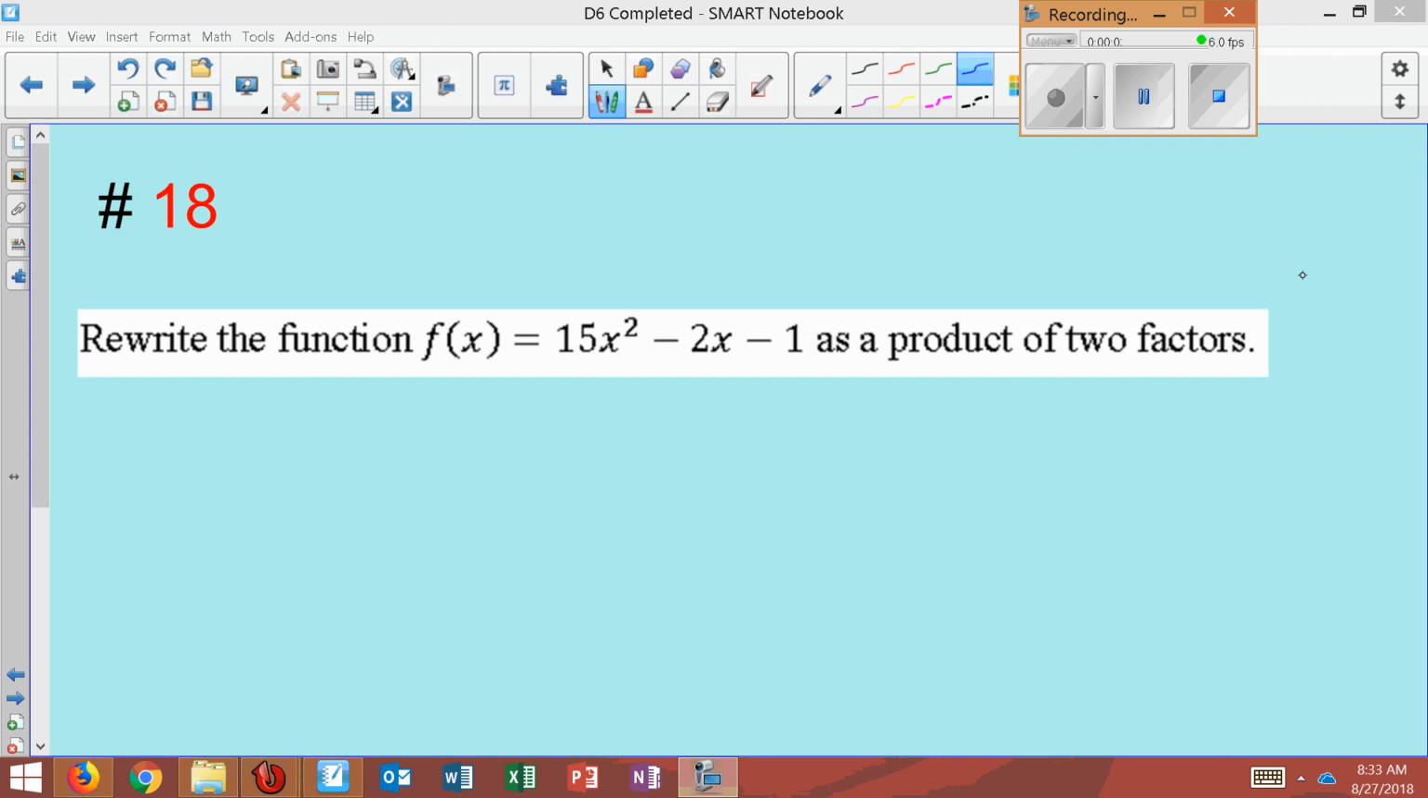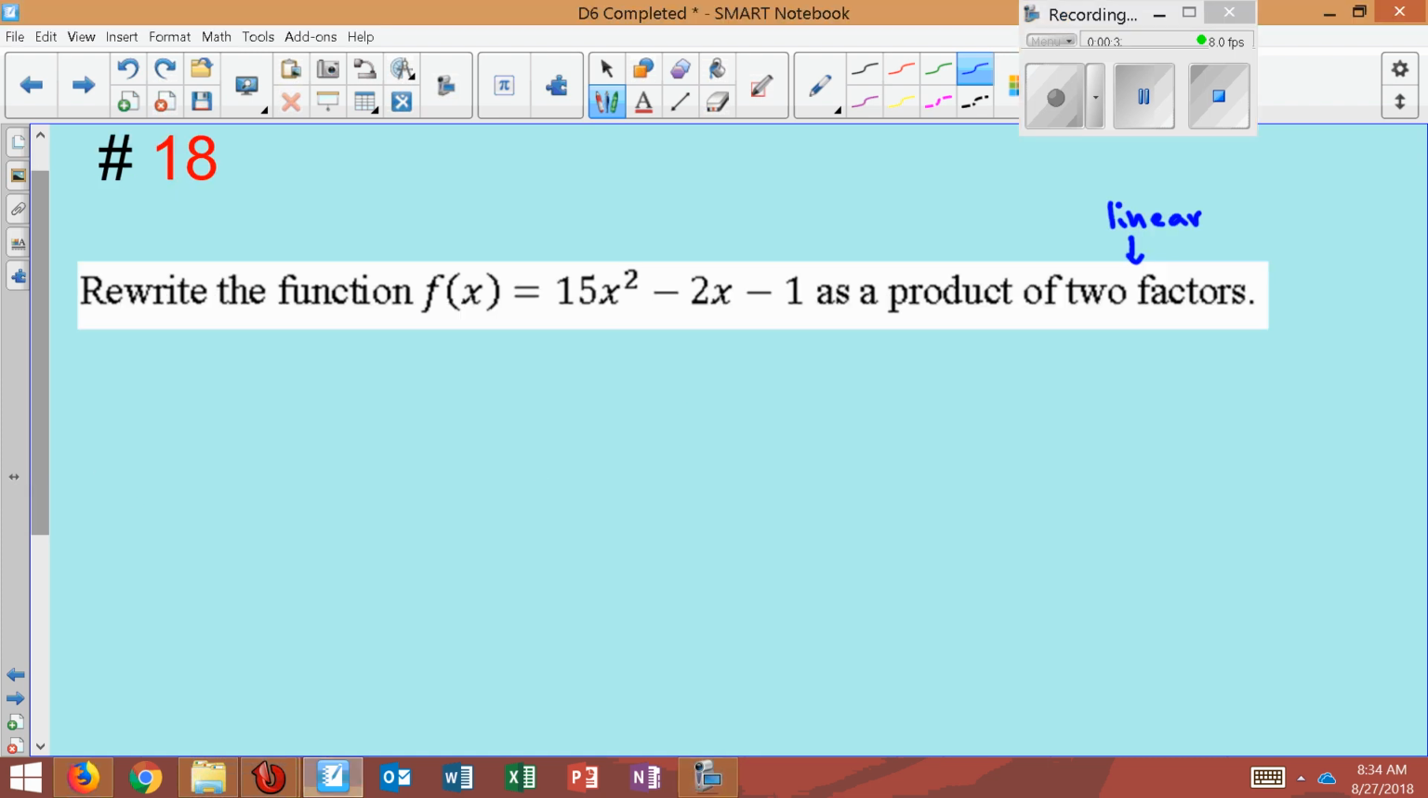Number 18, we write the function f of x equals 15x squared minus 2x minus 1 as a product of two linear factors. What that means is right now we have three terms, and it's a quadratic function. The reason we call it three terms is because if anything is adding and subtracting to one another, we call them terms. So right now we have a quadratic function because the highest power is x squared, and there are three terms. We want to change this to a product, meaning multiplication of two linear factors.